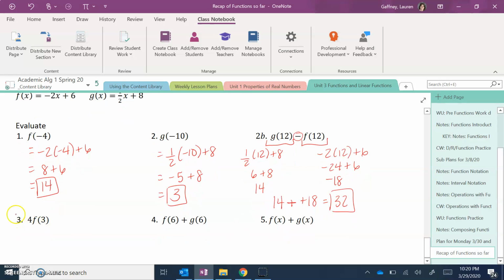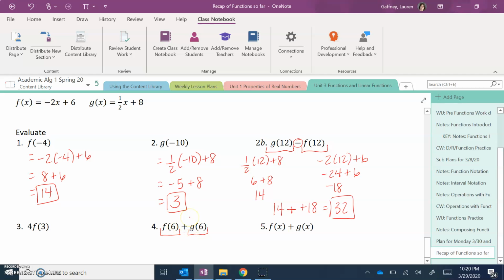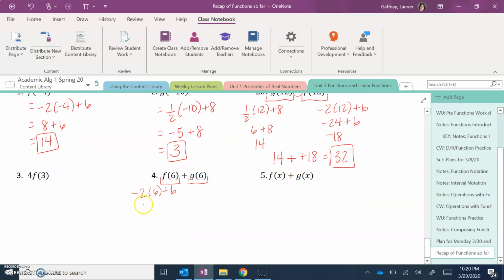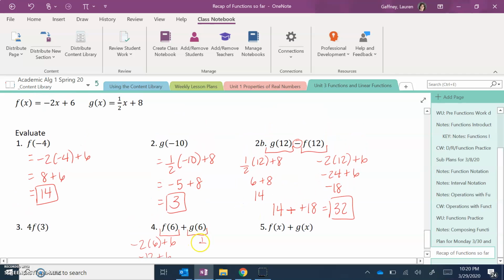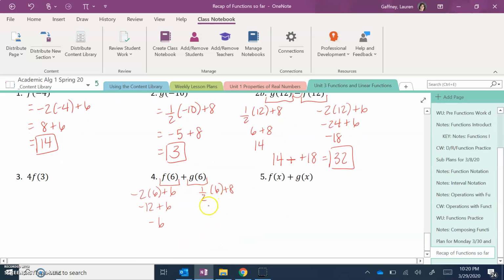Okay, I'm going to skip over this one for a second and go to this one because it's similar to that one. So let's find f of 6, then we'll find g of 6, and then we're going to add those two together. So we're going to put in 6 to the f function. So this is -12 plus 6, which would be -6. And let's do the g function. So we're going to put in 6 to the g function. So 1/2 times 6 is 3, plus 8 is 11. So now take the first part plus the second part, and you should get 5.